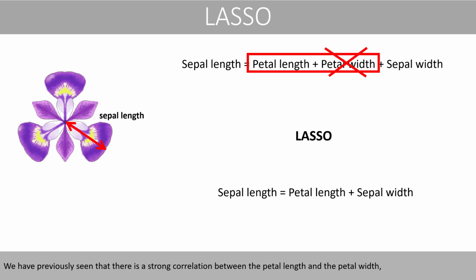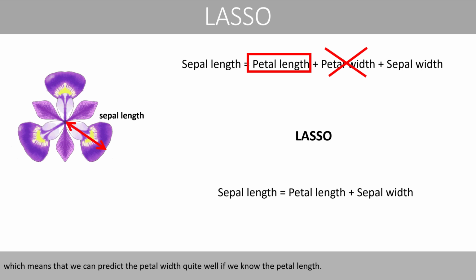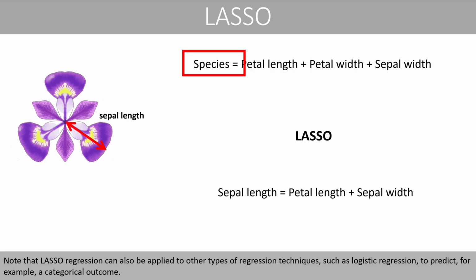We have previously seen that there is a strong correlation between the petal length and the petal width, which means that we can predict the petal width quite well if we know the petal length. Only one of these two variables is therefore necessary to predict the sepal length. Note that LASSO regression can also be applied to other types of regression techniques, such as logistic regression to predict, for example, a categorical outcome.